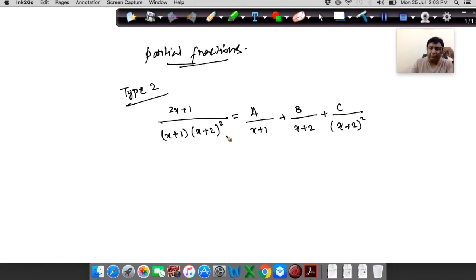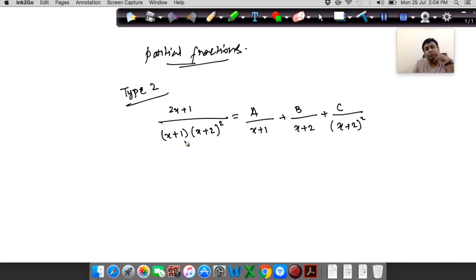But if you write x plus 2 and make it a upon x plus 1 plus b upon x plus 2 plus c upon x plus 2, then x plus 2 won't make it x plus 2 whole square. Further, b plus c will become one single constant only. So basically this is the way we break for type 2. The rest of the process is exactly the same as I taught you earlier.